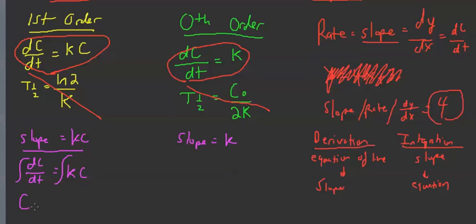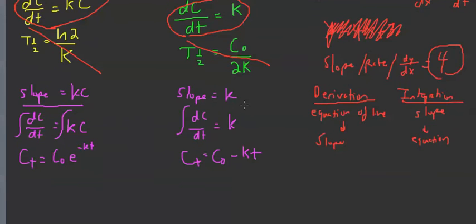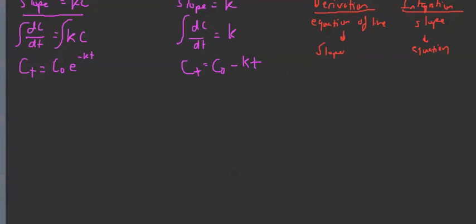This is like a whole process, but I'm just going to break it down to the nitty-gritty. Ct is equal to C0 to the negative kt. And when we integrate the zero order, we get something kind of similar: Ct is equal to C0 minus kt.